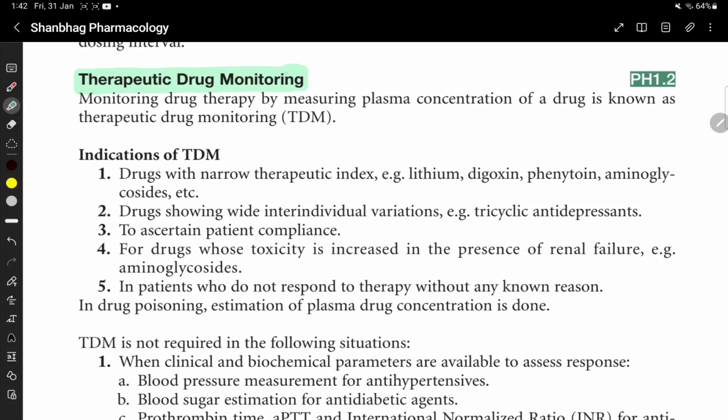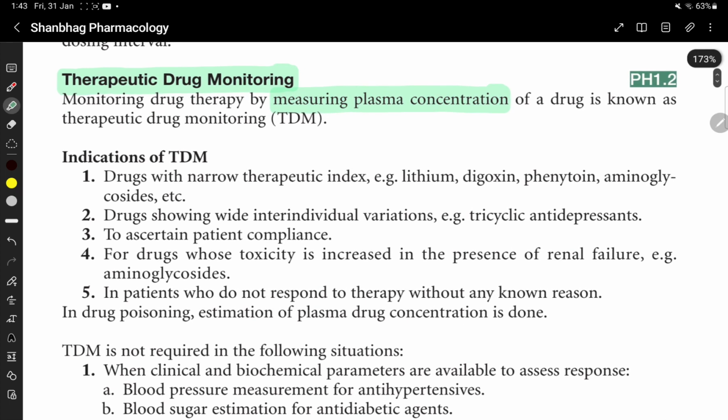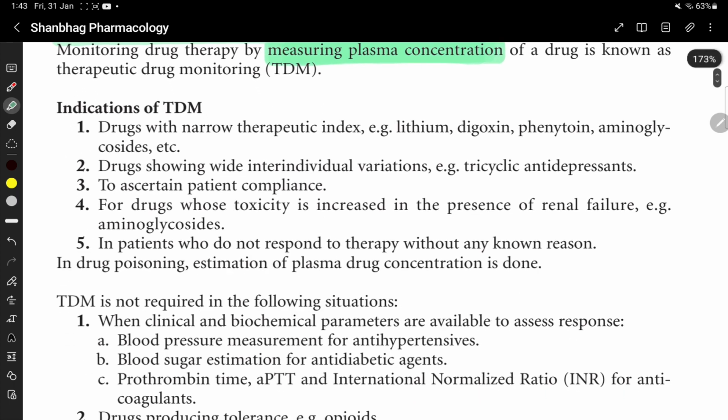Therapeutic drug monitoring. Monitoring drug therapy by measuring plasma concentration of a drug is known as therapeutic drug monitoring. How do we do therapeutic drug monitoring? By measuring the plasma concentration of a drug. This is known as therapeutic drug monitoring, or TDM.